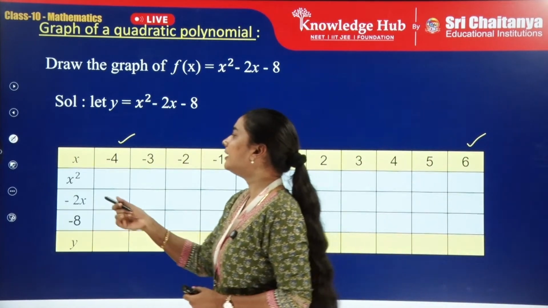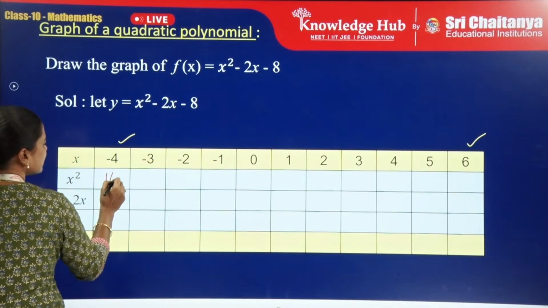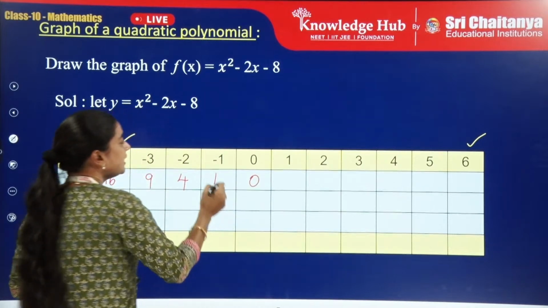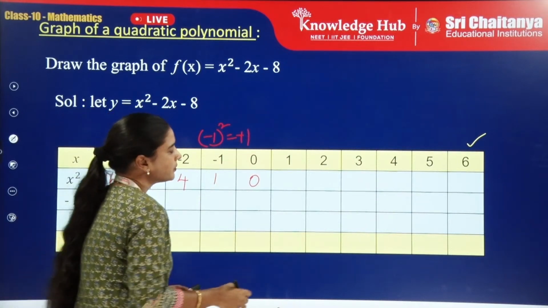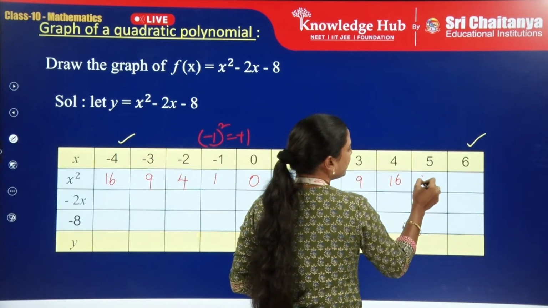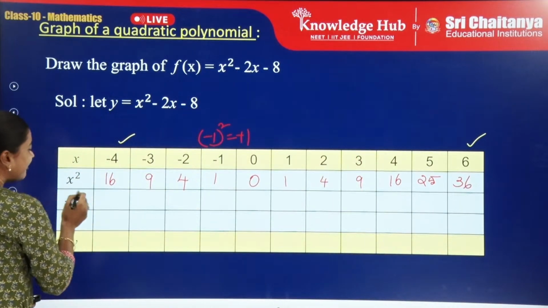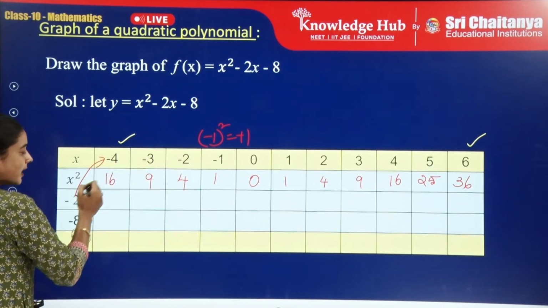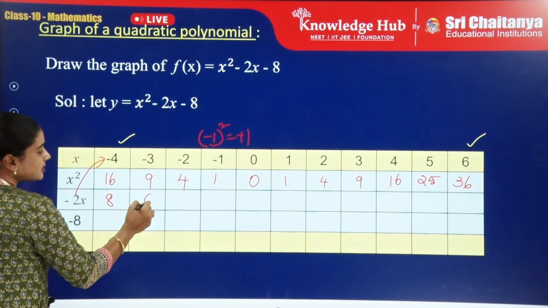Now find the x² values. What is the x² value here? That is 16, 9, 4, 1, 0. Even when you are squaring negative terms, the result is positive. So again 1, 4, 9, 16, 25, 36. And then we have to find the value of -2x. -2 times -4: minus into minus is plus, 2 fours are 8. 2 threes are 6, minus into minus is plus, 6.